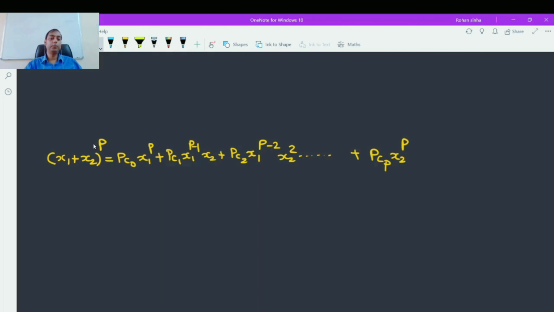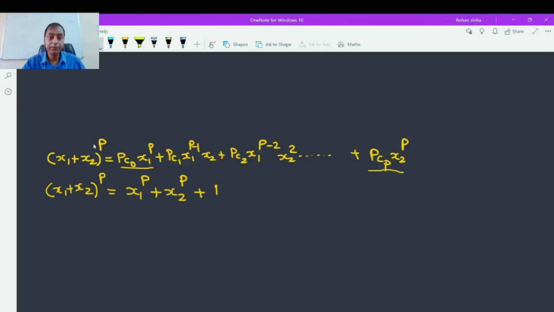(x1 plus x2) whole raised to P is PC0 x1 raised to P, PC1 x1 raised to P minus 1 x2, where the power of x1 starts reducing and the power of x2 is increasing, and P is a prime number. So what can we say? PC0 x1 raised to P is simply x1 raised to P, and the last term is simply x2 raised to P. So (x1 plus x2) whole raised to P is nothing but PC0, which can be replaced as 1, x1 raised to P, and this PCP is simply 1, so this is x2 raised to P.